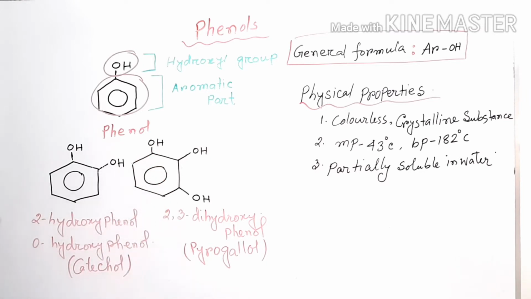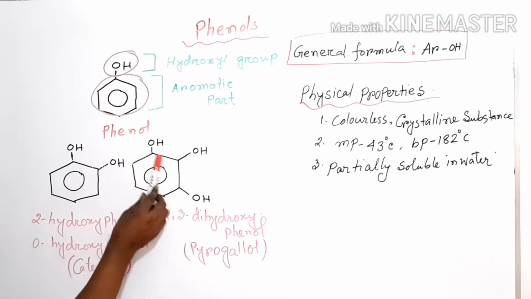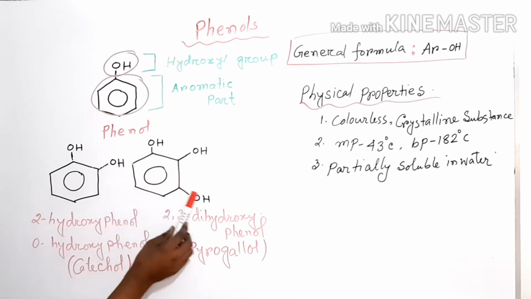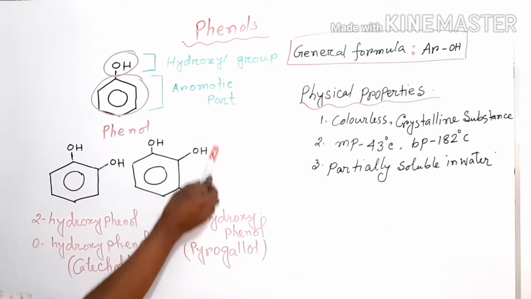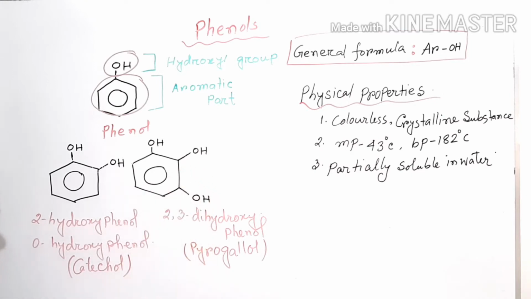Another name of this compound is catechol, and this one is trihydric phenol. The name of this compound is 2,3-dihydroxyphenol. That means 2 and 3 position carbon is attached with hydroxyl group. Another name of this compound is pyrogallol.